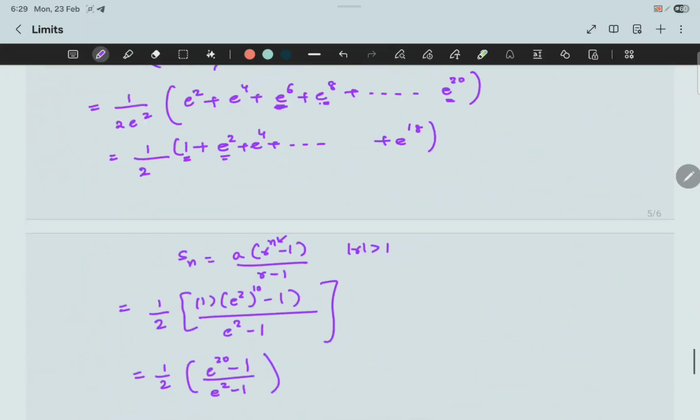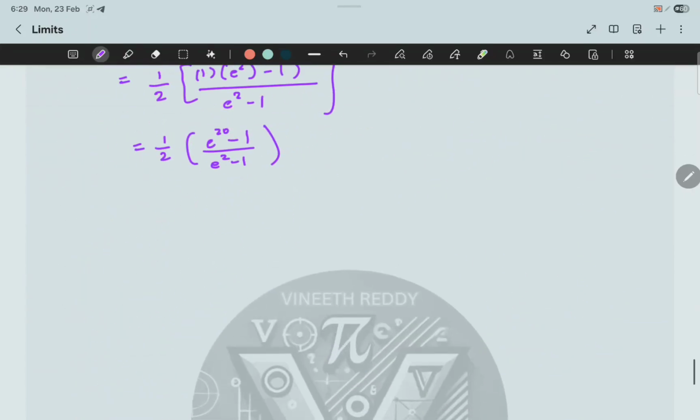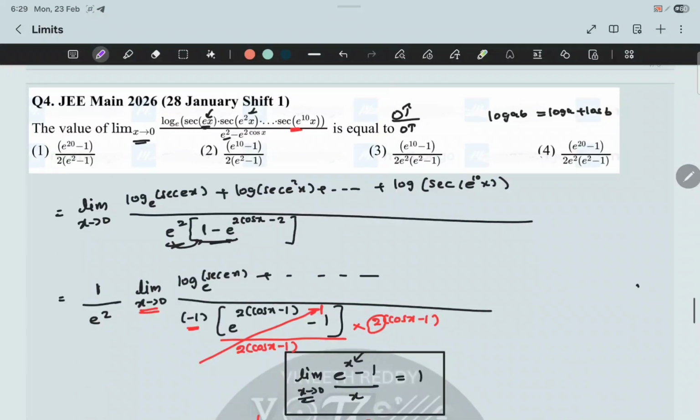So do we have that? What do we have? e power 20 minus 1 by 2 times e square minus 1. So option 1 should be correct.